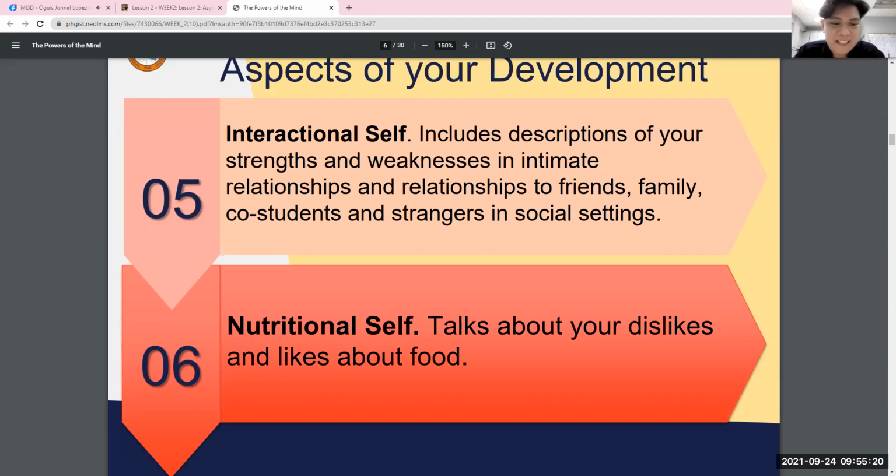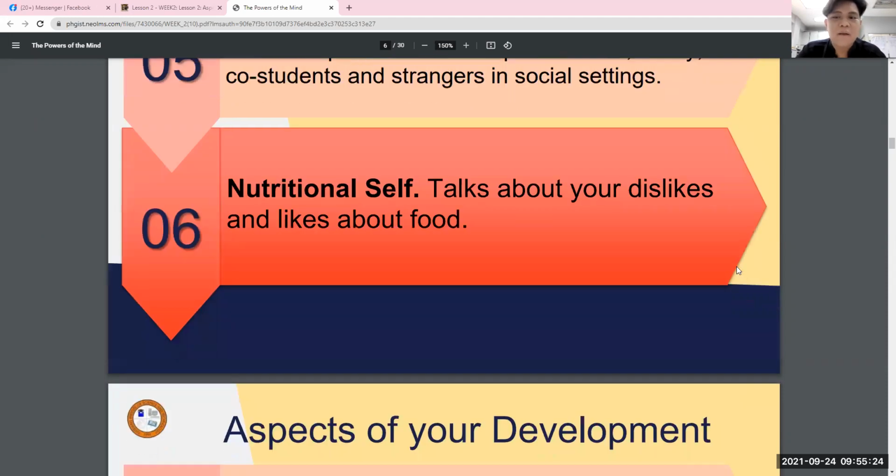Another thing natin is the nutritional self. Nutritional self talks about your likes and dislikes of food. So ayaw ko ng gulay, gusto ko ng karne, gusto ko ng manok, ayaw ko ng isda, ayaw ko ng hipon, ayaw ko ng ganito, pero gusto ko ng ganito, ganyan-ganyan. So that speaks about your nutritional self, how you feed yourself physically: what you eat, what you don't like to eat. That is your nutritional self.